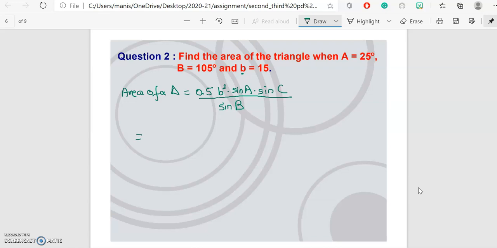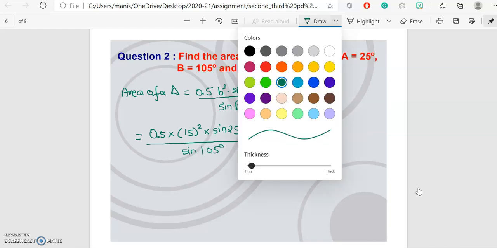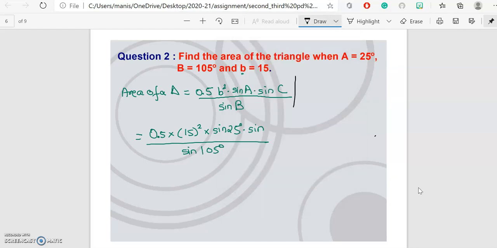So let's go ahead and start entering the values. So 0.5 times b square is 15 square, times sine of a. Sine of a is 25 degrees. Sine of c, oops, they have not given c over here. So what I will do is I will write over here sine of b is 105 degrees. So I have to use my angle sum property to find my third angle over here. How do I do that? A plus b plus c is equal to 180 degrees. In a triangle, the sum of the three angles is equal to 180 degrees.